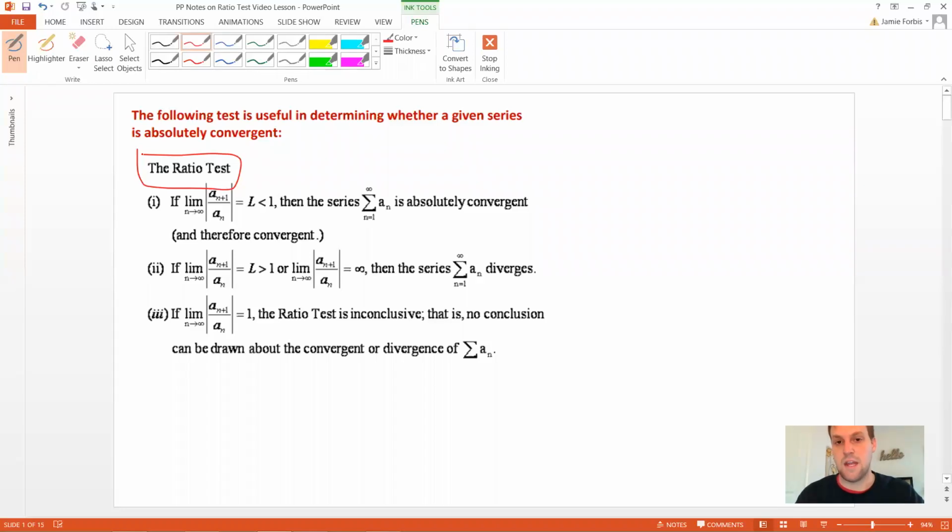And technically that's what we're doing today. We're still talking about an interval of convergence for a power series. It's just a little bit more in depth with the ratio test.